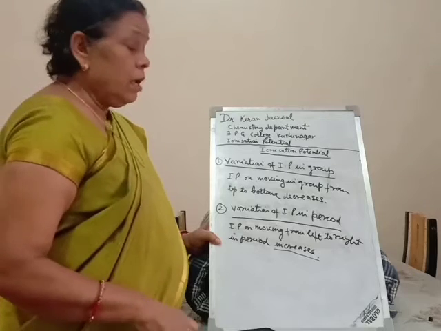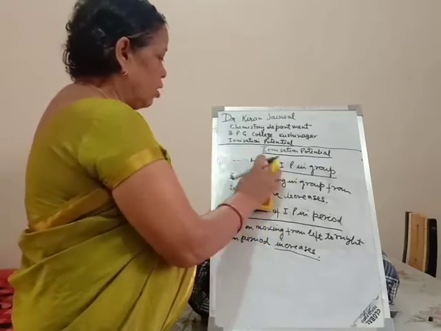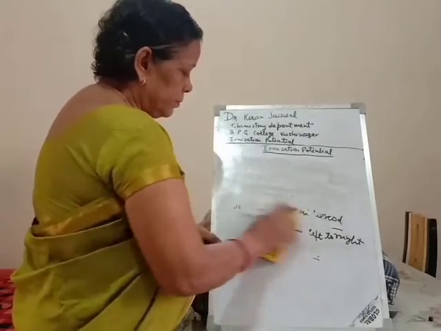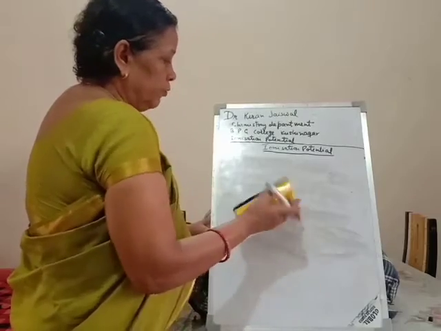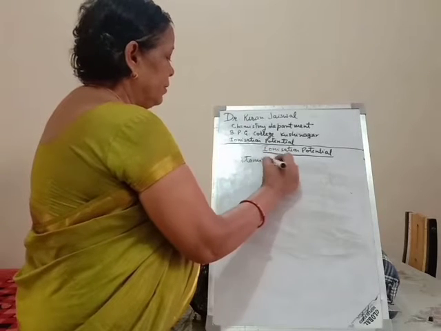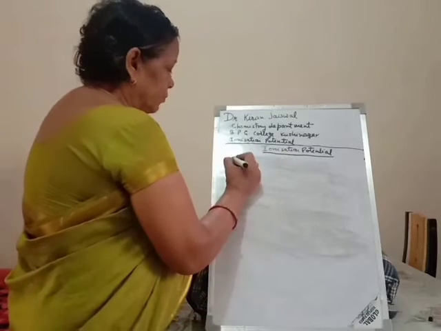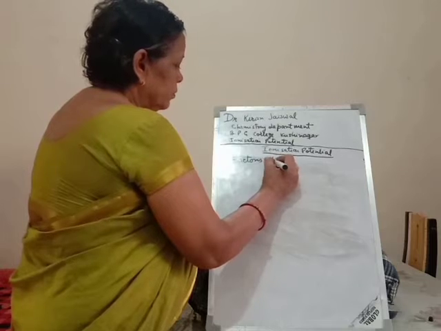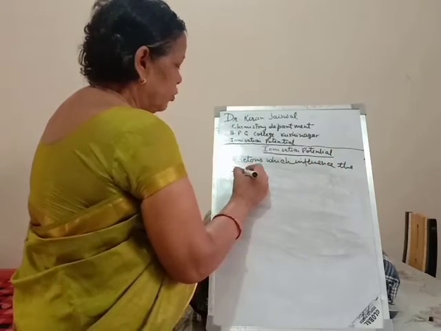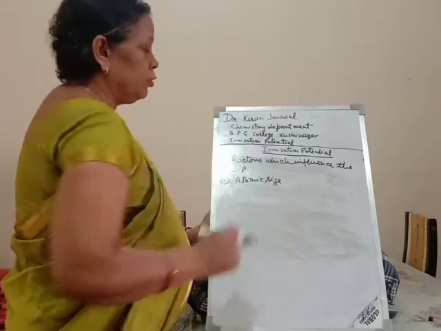Now we see what are the factors which influence the ionization potential. First factor is the atomic size.